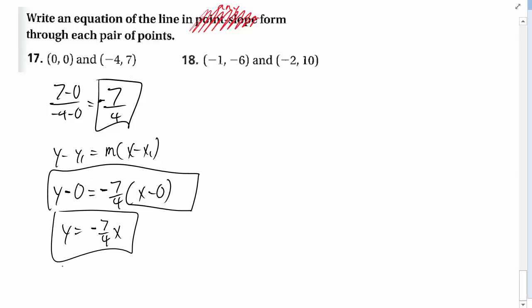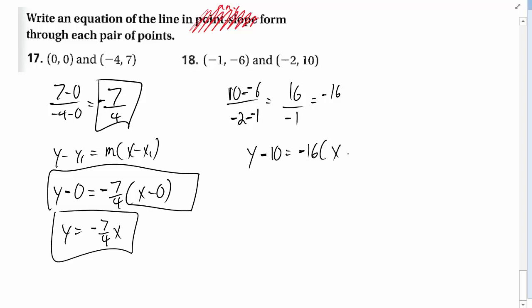Y equals -7/4 x is actually an accurate answer for it being point slope form because you don't need the 0. I'm going to do the slope formula again for the second one. Either way, your slope is -16. So I'm going to put it in point slope form once with one of those points, and then I'll put it in point slope form using the other point.